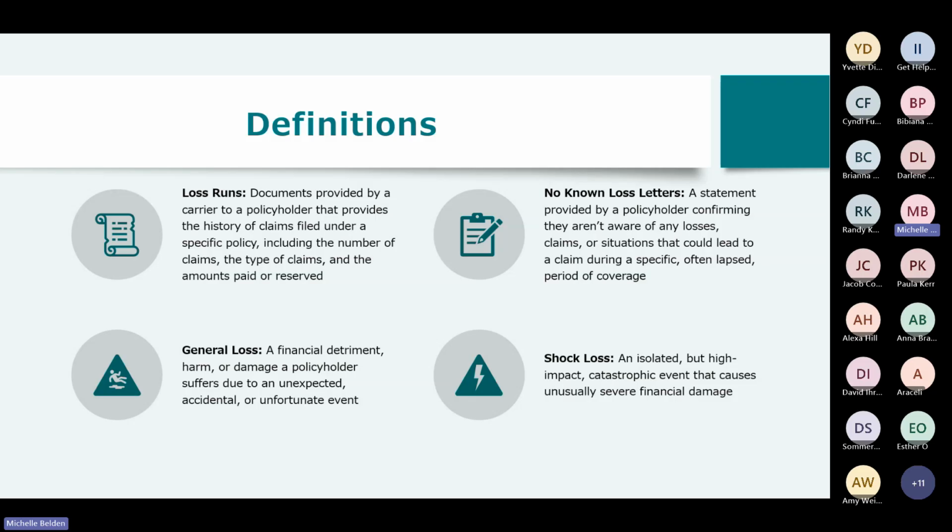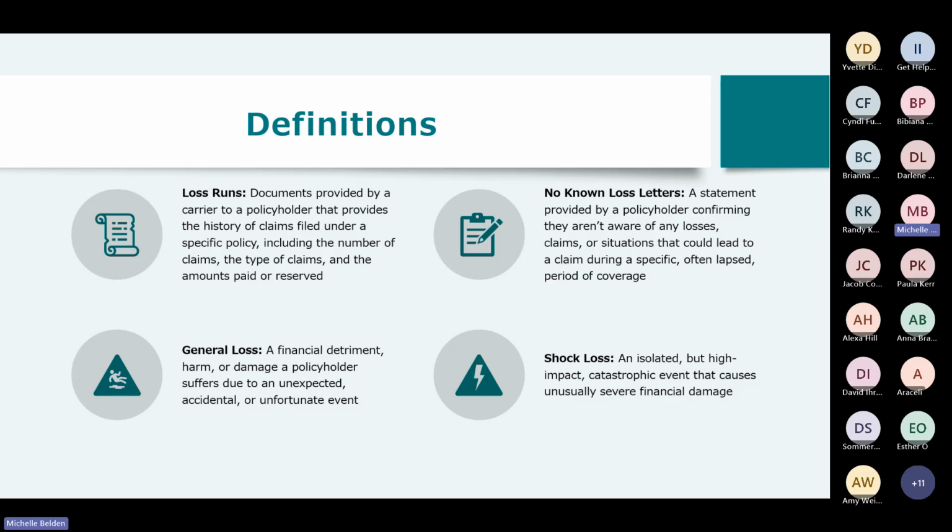The named insured will be on there. Their policy dates may or may not be on there. The type of coverage, if they've had any claims, the type of claim, what's been paid out. So all that good information is provided on loss runs. And it's really important, especially these days with quoting, that we need loss runs.